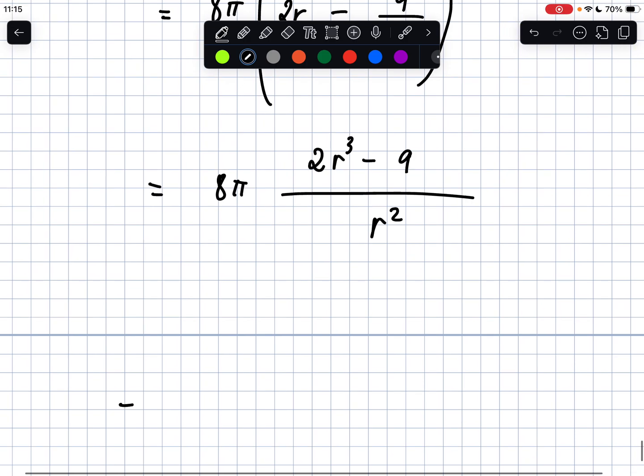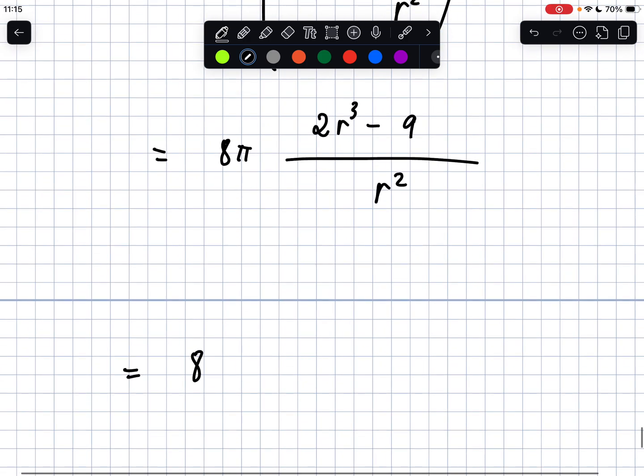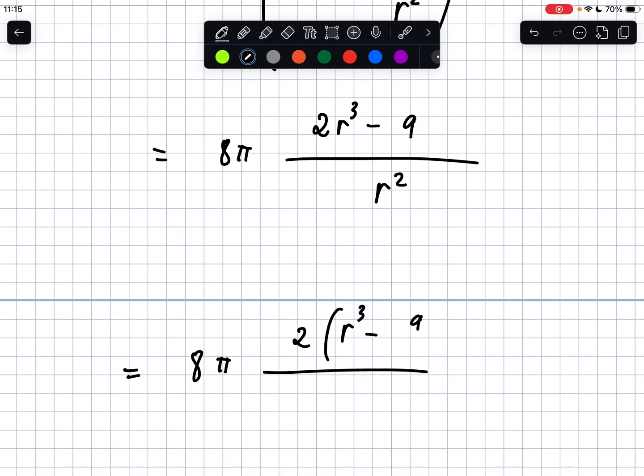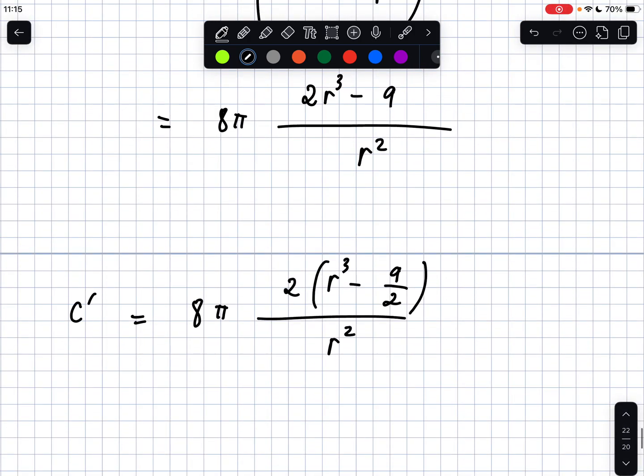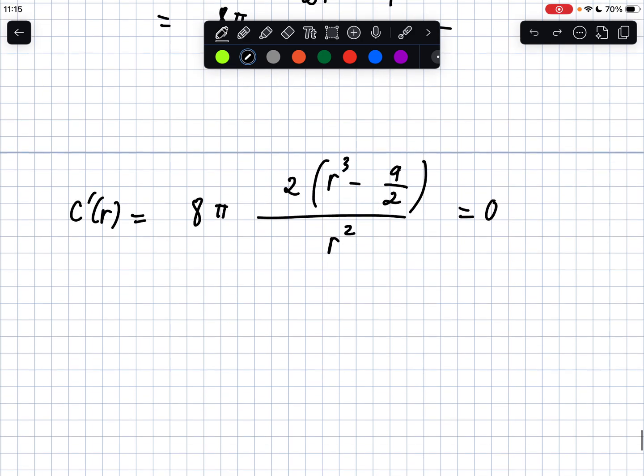So this one is 8π times 2 r cubed minus 9 over r squared, which is 2 times r cubed minus 4.5. We set C prime equal to 0, which makes this term 0. r cubed equals 9 over 2, radius equals the cube root of 9 over 2. This is our critical point.